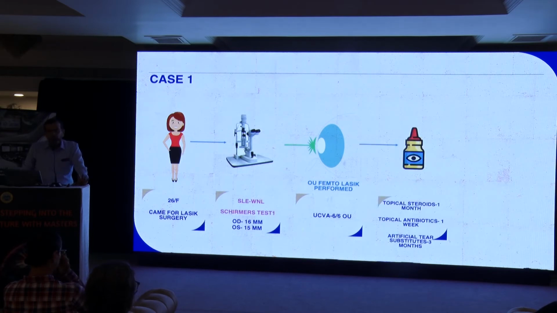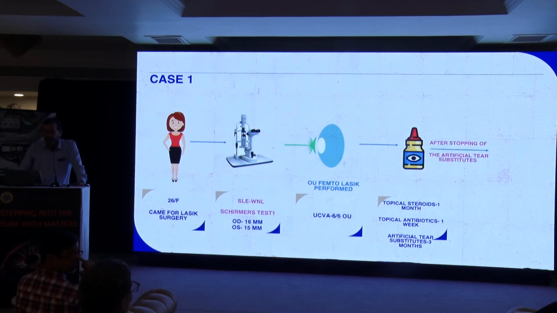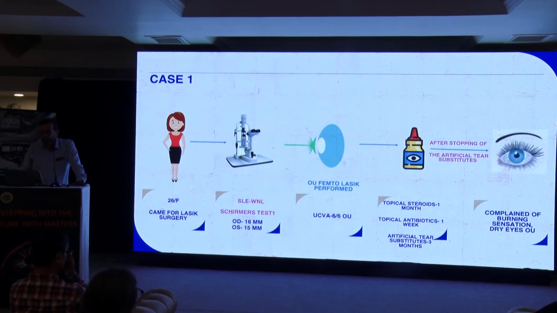She was continued on the normal regime with topical steroids, antibiotics, and artificial tear substitutes, which went on for 3 months. But what happened was, after stopping the artificial tear substitutes at the end of 3 months, she complained of severe blurring, a burning sensation in the eye, unclear vision, and loss of contrast sensitivity.